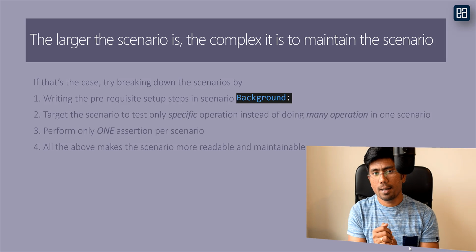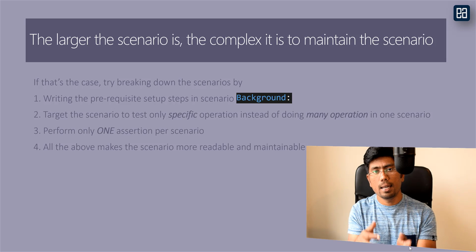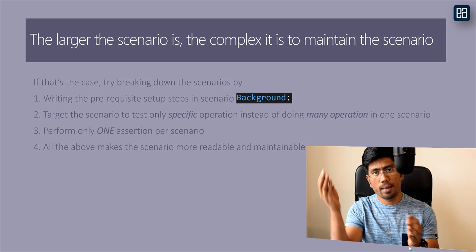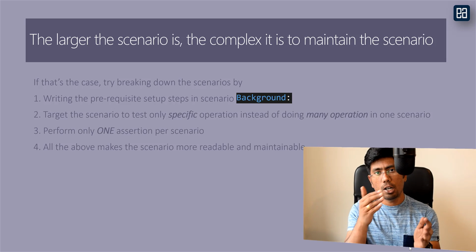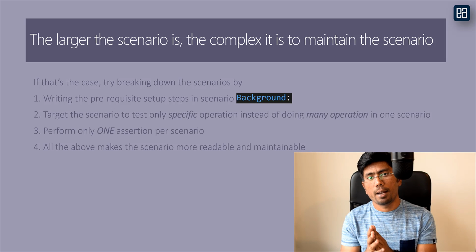And then target the scenario to test a specific operation instead of doing so many operations, because I've seen people doing so many operations within a scenario, something like logging in and then entering the information of the settings and then performing certain operations and then testing the actual logout functionality. In order to do all these operations, you don't really have to go from login to settings and then to logout. Rather, you can directly log in and then do a logout, so that makes your test smaller and more efficient. I'm just giving an example, but this is what it is.